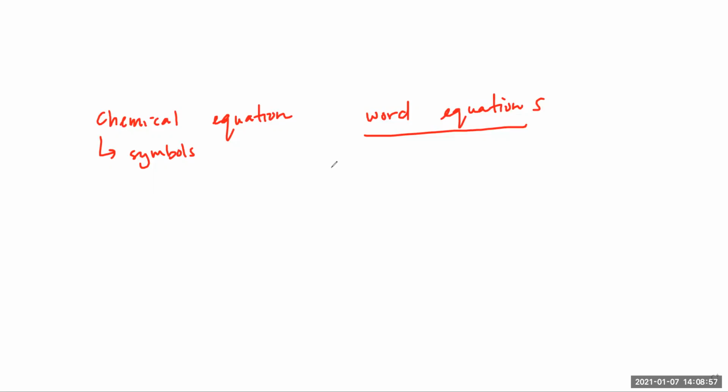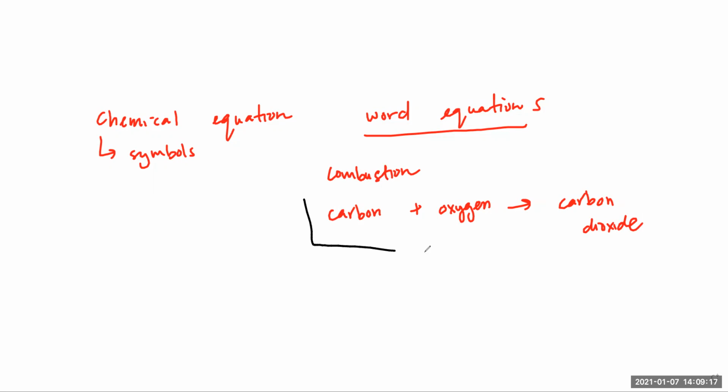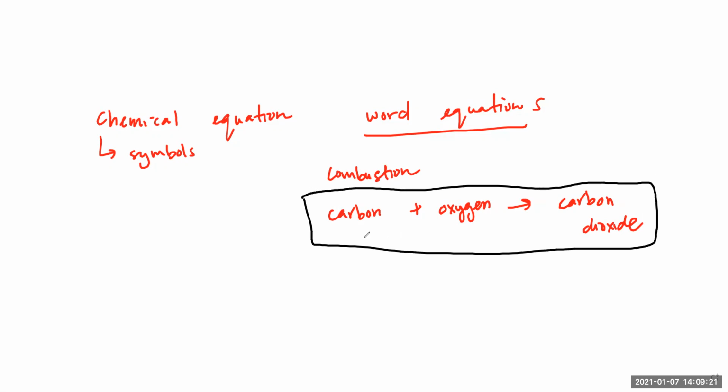For example, if it is an equation on combustion. For example, carbon burns with oxygen. This produces carbon dioxide. Now, what I just wrote is called a word equation. A word equation writes down the names of the chemicals.